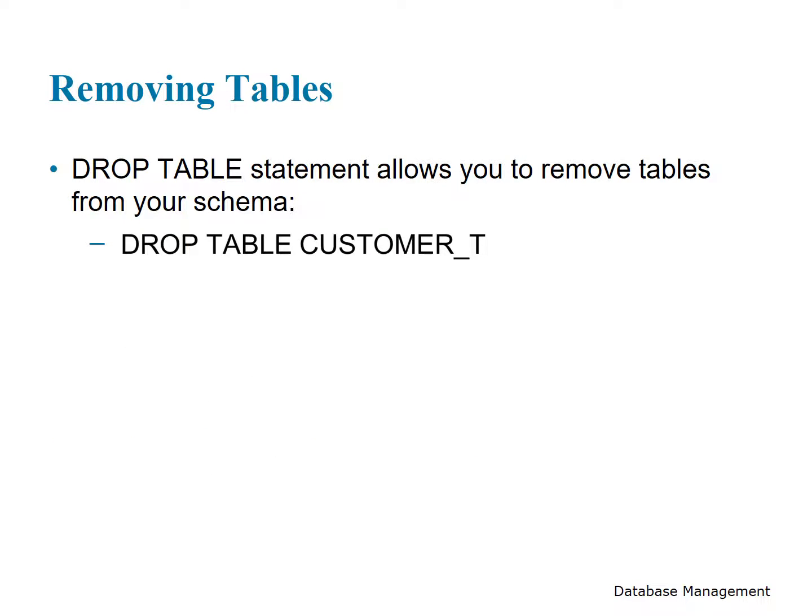Removing tables. Tables will not be dropped if there are other tables that depend on them. This means that if any table has a foreign key to the table being dropped, the drop will fail. Therefore, it makes a difference in which order you drop the tables. The DROP TABLE statement allows you to remove tables from your schema. DROP TABLE customer_T.